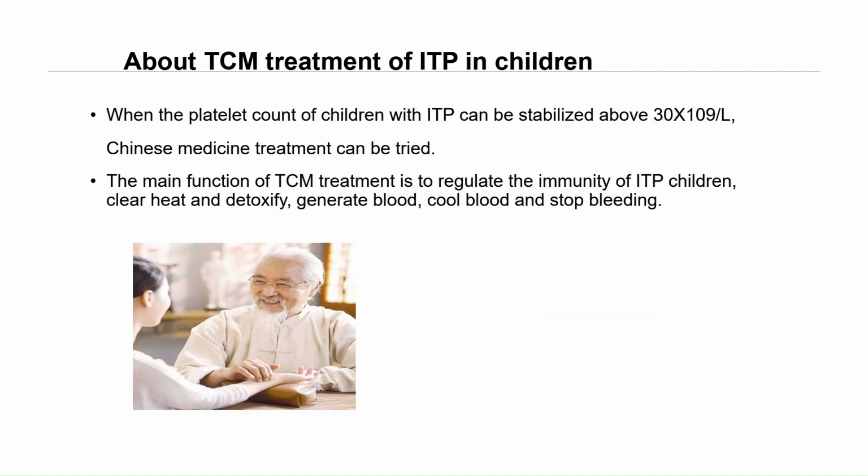About TCM treatment of ITP in children. When the platelet count for children with ITP can be stabilized above 30 times 10 to the power of 9 per liter, Chinese medicine treatment can be tried. The main function of TCM treatment is to regulate the immunity of ITP children, clear heat, cool blood, and stop bleeding.